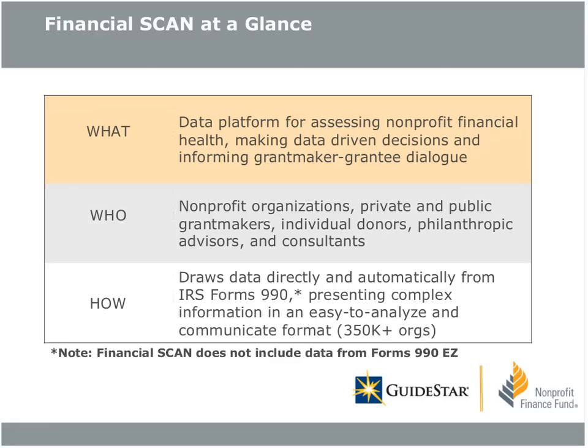And also the 990EZ is the abbreviated tax return that nonprofit organizations with less than $250,000 in revenue are able to fill out and submit to the IRS. Because it's an abbreviated version, the fields, again, are not the same as the regular Form 990, and so we chose to focus instead on the regular Form 990, which many organizations do submit. In fact, there are over 350,000 organizations who are eligible for Financial Scan reports.